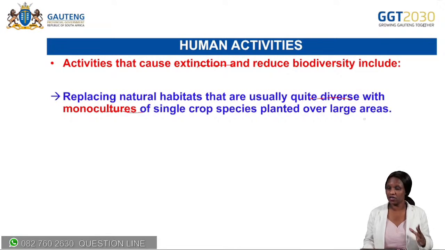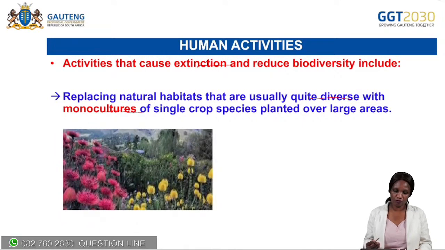That is very bad. Replacing natural habitats by farms. And at times we replace it by what? Building cities, even building what? Different infrastructure. It disturbs the natural ecosystem.